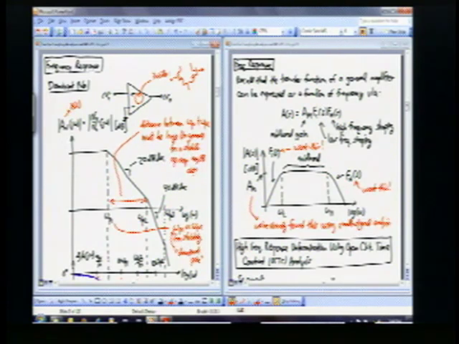And later on in lecture, we'll get the second and third pole, and we'll figure out how to get those poles. That takes a little more work than what we're about to do. The way that you get this first pole is using a technique called open circuit time constant analysis.